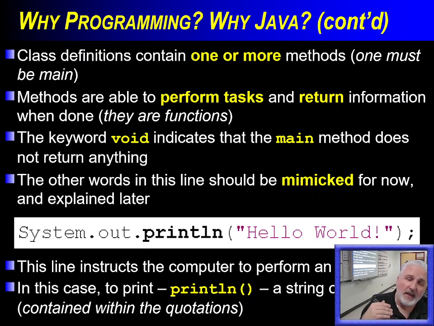what we're actually doing is calling a method to send the literal, which is the words inside of quotes, through println to the output of the system. In simpler terms, when this line executes, the words "Hello World" will appear on the screen.